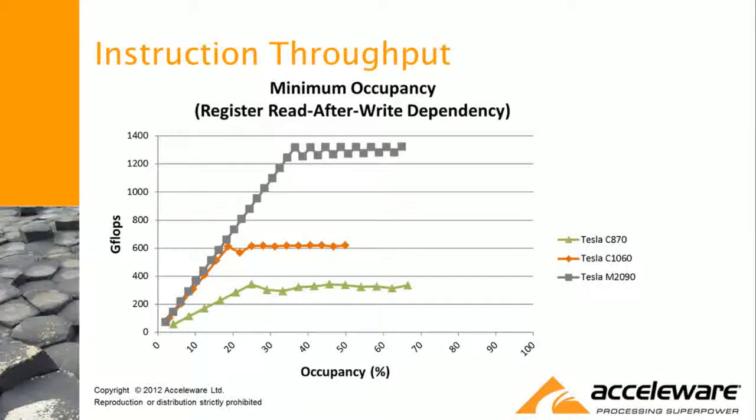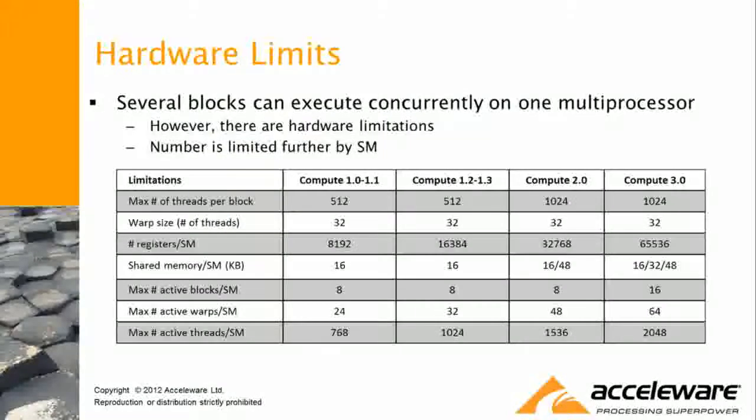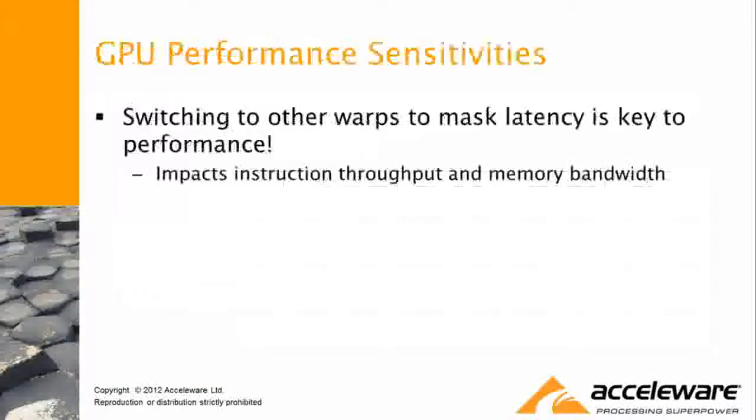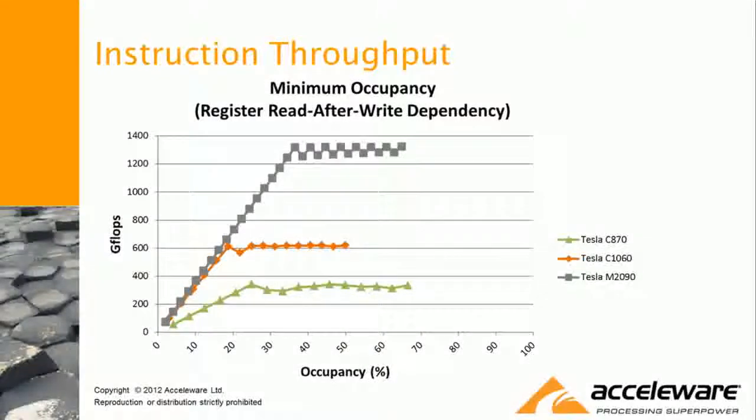On a C1060 and a C870, the clock counts are different. You need about 18 warps to hide the latency. And, sorry, not 18 warps. It's less than that, obviously, because it's a lower percentage. I don't have the numbers memorized off the top of my head. But yeah, it's a slightly lower number of warps that you need active so that you can hide the register latency. So this is an on-chip thing. This has nothing to do with memory yet.